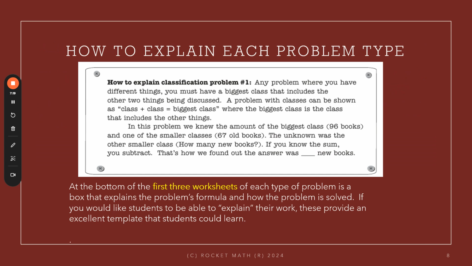How to explain each problem type. Some folks feel that students should be able to explain their own processes in solving problems. Since this is a systematic way of solving word problems, we can explain our thinking easily. At the bottom of the first 3 worksheets in each unit are explanations of the method of solving that type of problem, the first problem on the page. If you would like students to be able to explain the process, these provide an excellent template that students could learn.